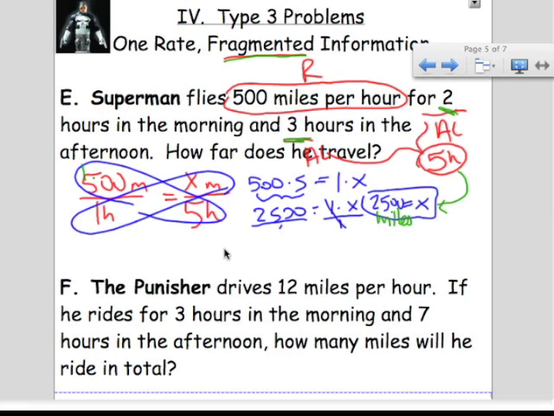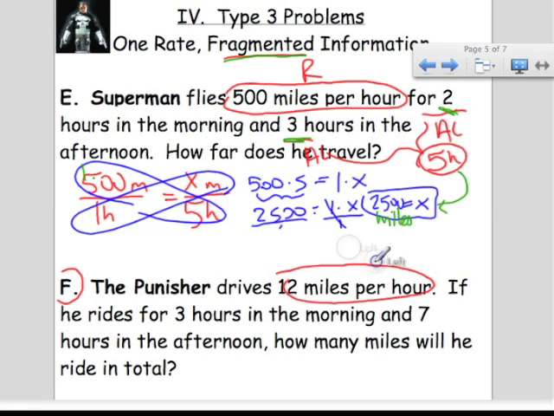Okay, you've tried this problem, so now it's time to check. The Punisher drives 12 miles per hour. That's the one rate of the problem. If he rides for 3 hours in the morning and 7 hours in the afternoon, how many miles will he ride in total? So you should see if it's 3 hours in the morning, 7 hours in the afternoon, he rode a total of 10 hours.